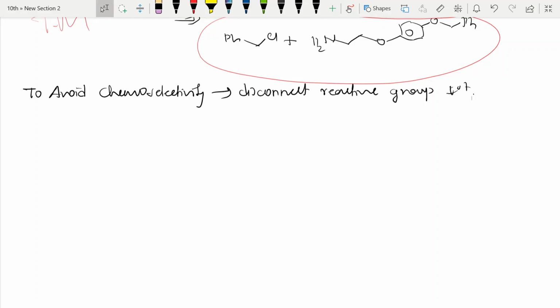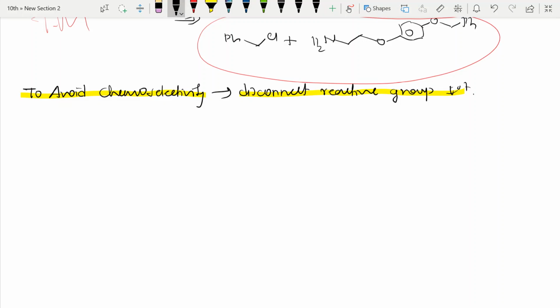In this class, let us continue with that, right? So what I was telling, to avoid this chemoselectivity problem, what we do, we will disconnect first the reactive group, that is, disconnect the reactive group first. How it happens, that thing we shall see now.